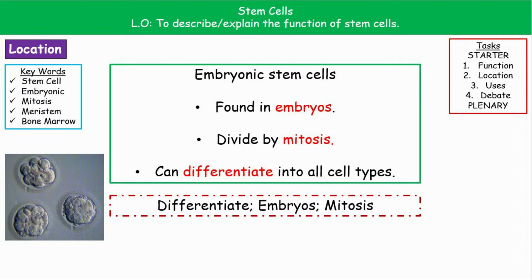Let's check those answers then. Obviously tick the ones you've got right. If you've got anything wrong, write the correct answer in. So embryonic stem cells are found in embryos, they divide by mitosis, and they can differentiate into all cell types. And that's the key thing about these. The embryonic stem cells are pretty special because they can literally become any type of cell at all. So that's the really important point about those ones.